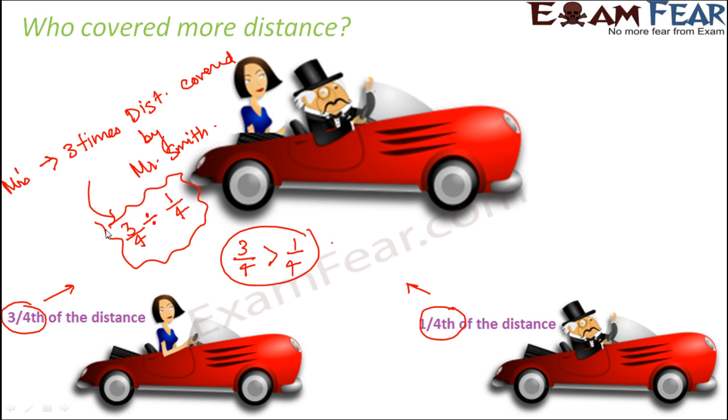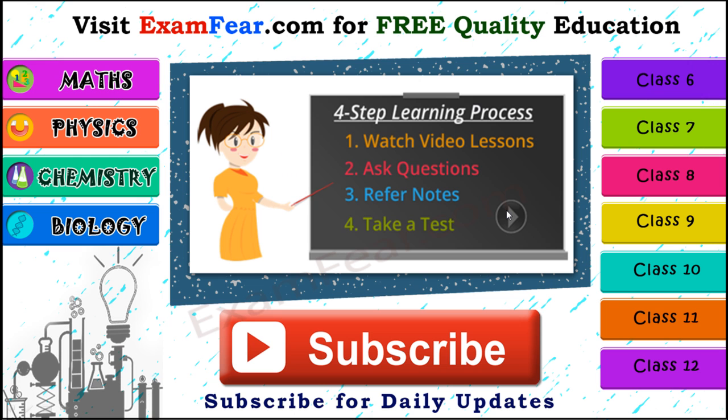So you are comparing the two quantities by division. You are dividing the two quantities to find out a comparison, that how much distance did Mrs. Smith cover compared to Mr. Smith. So Mrs. Smith covered 3 times the distance covered by Mr. Smith. So this sort of comparison is what we discuss in ratio.